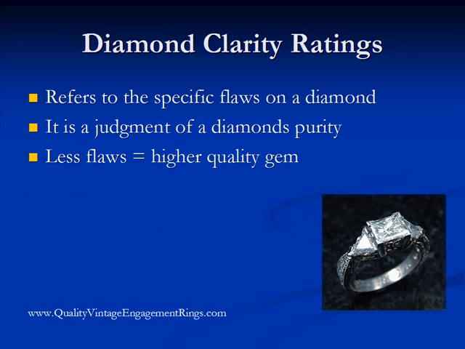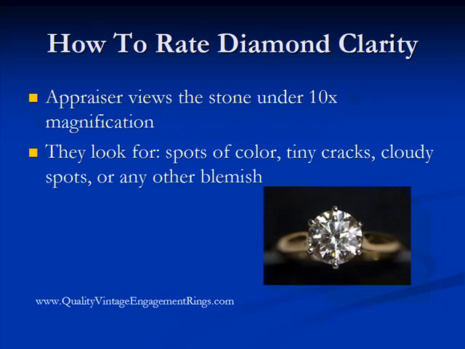Diamond clarity ratings refers specifically to the flaws that are on a diamond, both internally and on the outside of the diamond. Basically, a diamond clarity rating is just a judgment of the diamond's purity. If a diamond has fewer flaws, then it's more pure, and that means it's a higher quality gem, which also means that it's going to be more expensive. So if you're looking for a higher quality gem, then you're going to want to get one that doesn't have as many flaws in it. But if you're looking to save some money, then you might consider getting a diamond that does have a few small flaws in it.